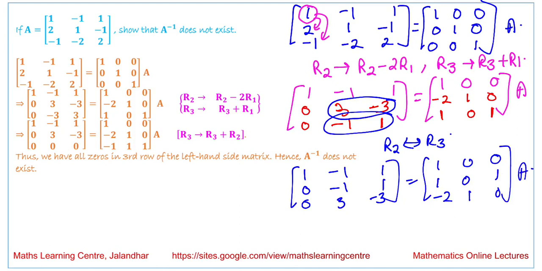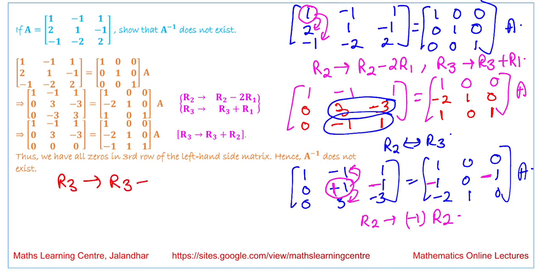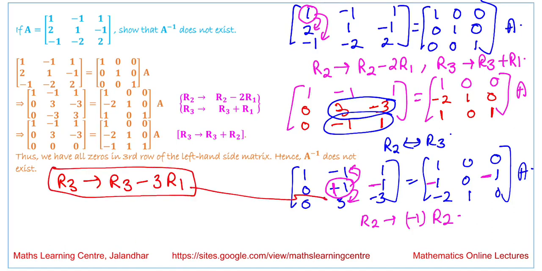Now we have applied next that row 2 approaches minus 1 times row 2. This term will become positive, this is negative, negative and negative. The next step we have to do is, with the help of this one, we have to make both these terms 0. So we are applying over here that row 3 approaches row 3 minus 3 times row 1. I am applying only this to make this 3 into 0.